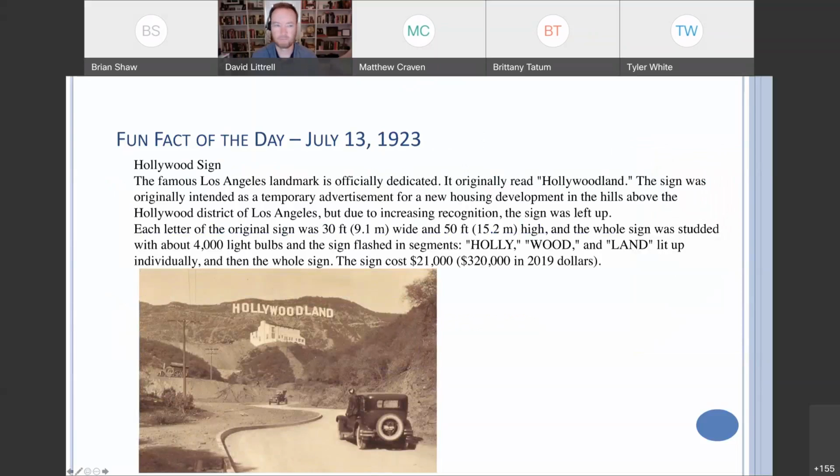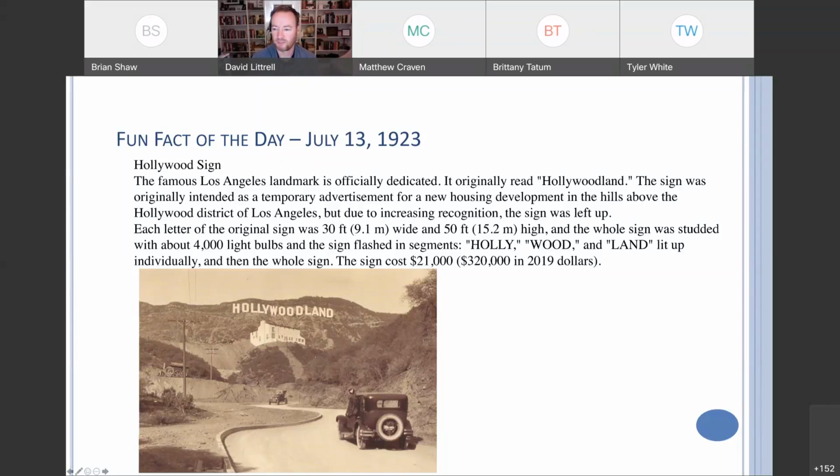All right, so our fun fact of the day, the Hollywood sign. The famous Los Angeles landmark was officially dedicated July 13th, 1923. It originally read Hollywood Land. The sign was originally intended as a temporary ad for a new housing development in the hills above the Hollywood district of LA, but due to increasing recognition, the sign was left up. I didn't realize how big these letters were. Each letter of the original sign was 30 by 50 feet high, and the whole sign was studded with about 4,000 light bulbs, and they flashed in segments. So it would say Holly, then wood, then land. They would light up individually, and then the whole sign. And the sign cost $21,000, which is $320,000 in 2019 dollars.